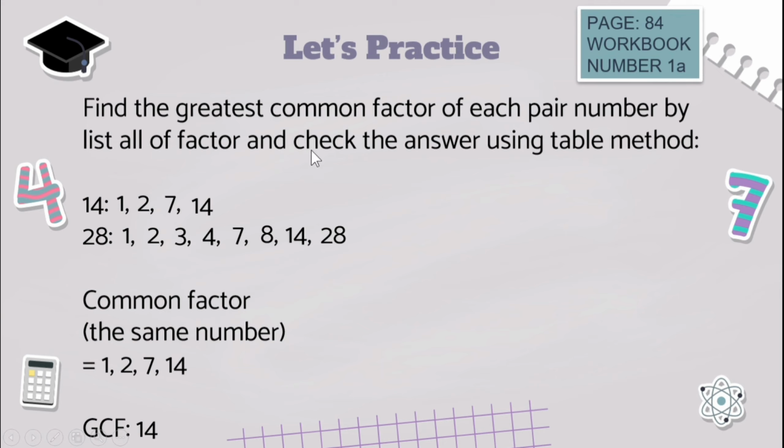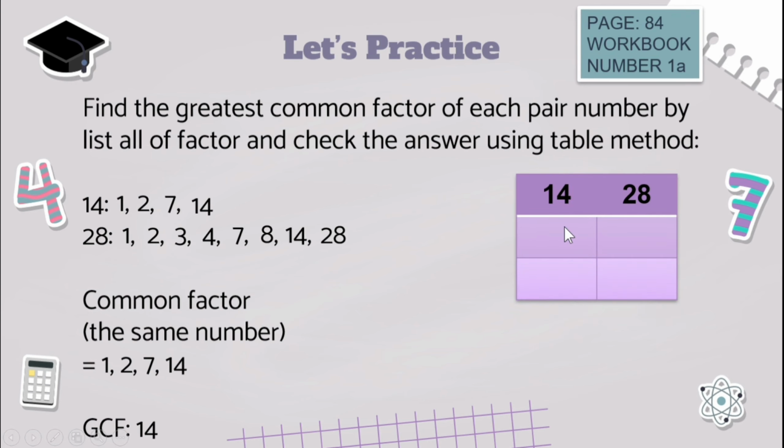And now let's check it by using the table method. 14 and 28. What number can divide 14 and 28? We can choose 2 as a factor of 14 and 28. And 14 divided by 2 is equal to 7, and 28 divided by 2 is 14.